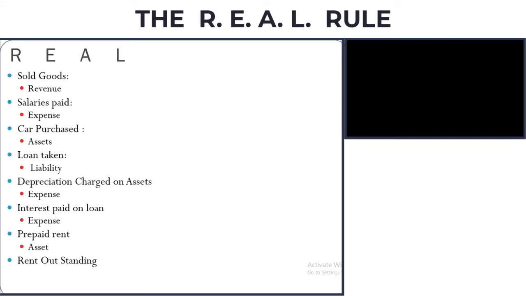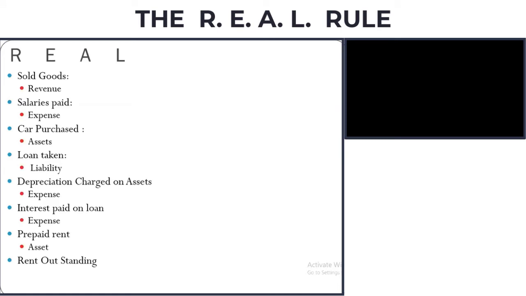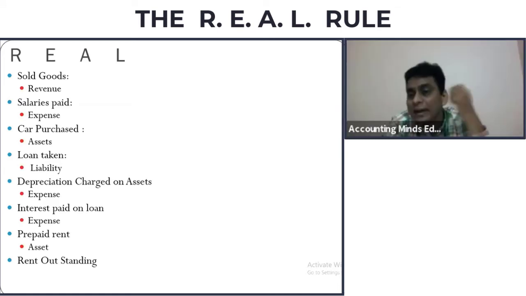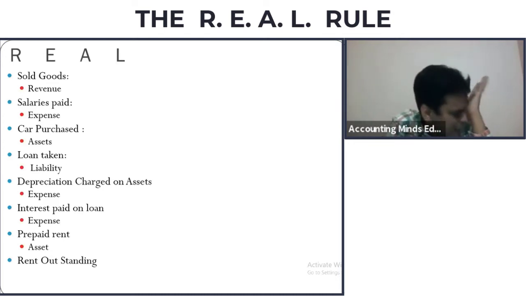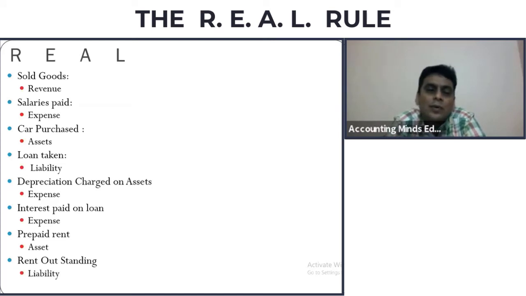But if last year's or any old rent I have not paid, then it is called a liability. If I have not paid 2019 rent, then I should consider it as a liability. Make sense? Right, guys? Yes, sir.